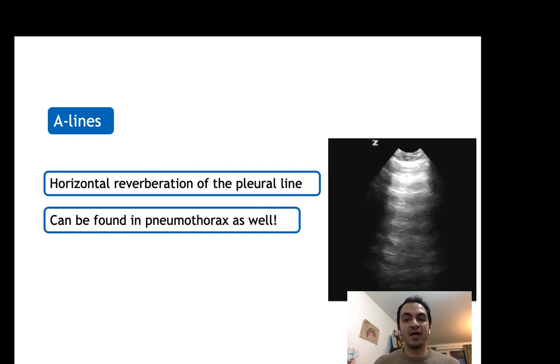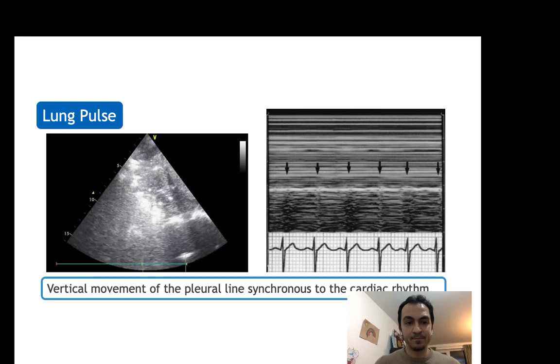And as a reminder, I would remember A lines as the presence of air, whether it's normal air or abnormal air, if there is a pneumothorax. But it commonly refers to normal aeration of the lungs, meaning if the lung loses aeration, in case of hydrostatic pulmonary edema or non-cardiogenic pulmonary edema, you will start to lose the A lines.